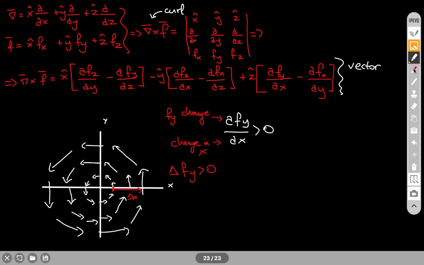Now, the other term is the partial of the x component of the function with respect to y. What does that mean? I need to make a change in y, and then I need to evaluate how the x component of the function changes, if at all. Let's do that.